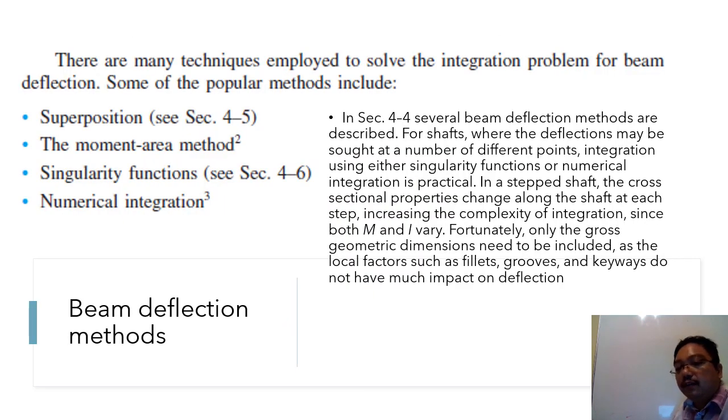Beam deflection methods. As you remember, last semester you learned in the Mechanics of Materials class about deflection using the Hibbeler book, the textbook from Hibbeler, Chapter 12, Deflection of Beams. There are 4 methods: superposition, the moment area method, the singularity function, and the numerical integration method. If you are familiar with this topic, it's good for you. If you are not so familiar, I suggest you read Chapter 12 in the Hibbeler book.